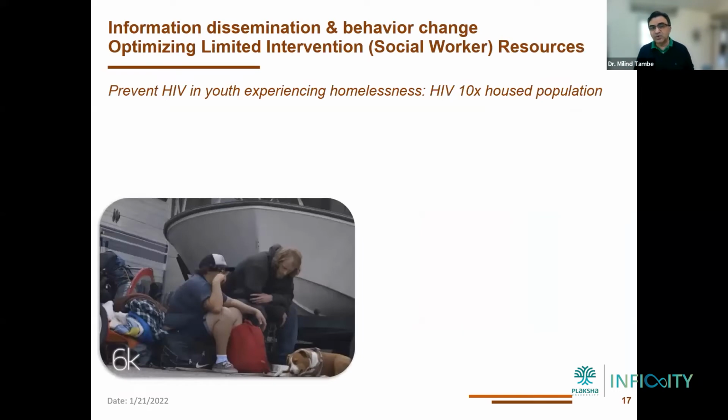And so this is work for youth experiencing homelessness in Los Angeles. I was in Los Angeles at the time, and outside our university there was a camp of homeless people. And so that's what motivated this research.